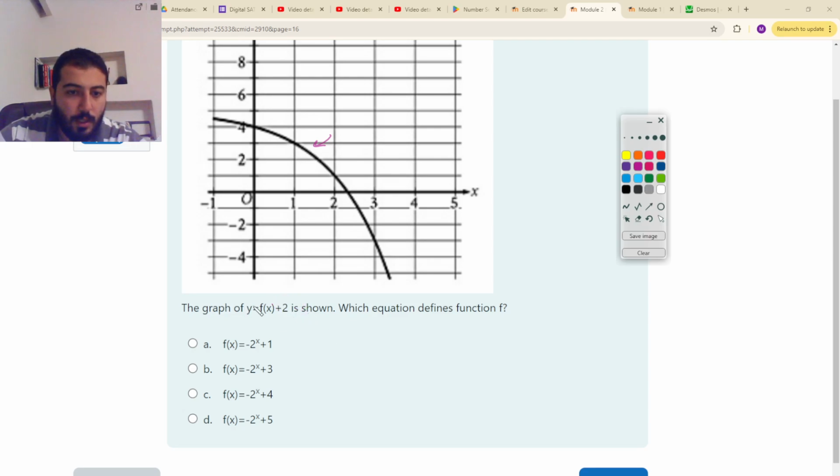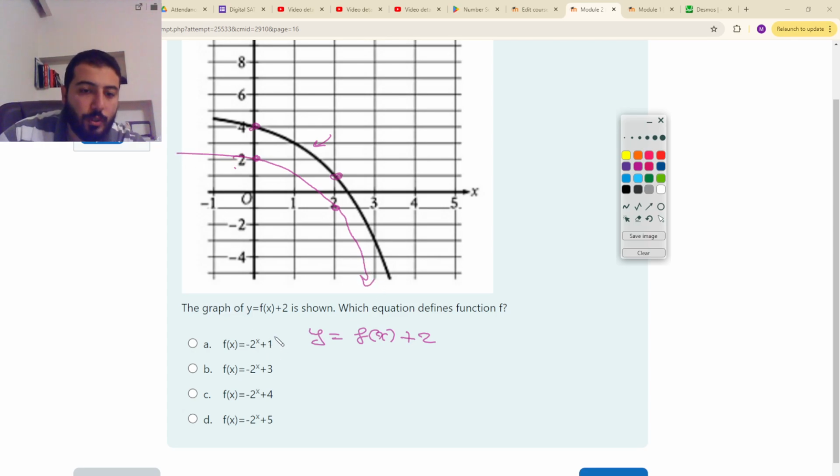We should take this y, which is equal to f of x plus 2, and do negative 2. If you did negative 2 here, it's like taking the graph 2 points down. So this point, which is 0 and 4, is coming to 0 and 2. And this one, which is 2 and 1, will be 2 and negative 1. So these are new values.